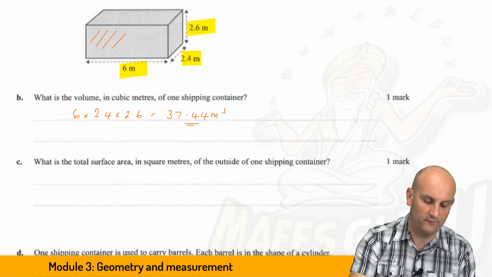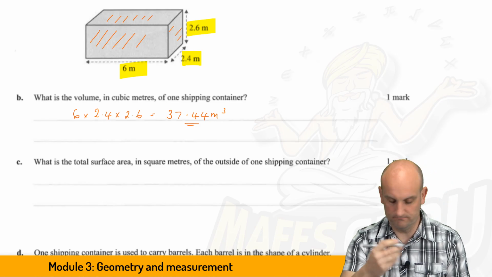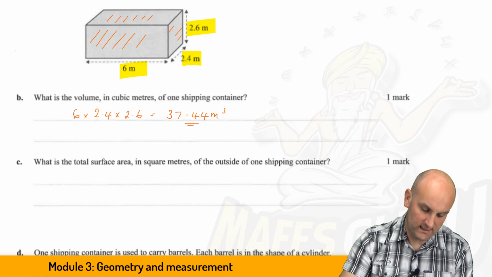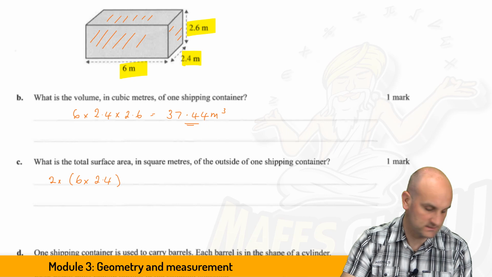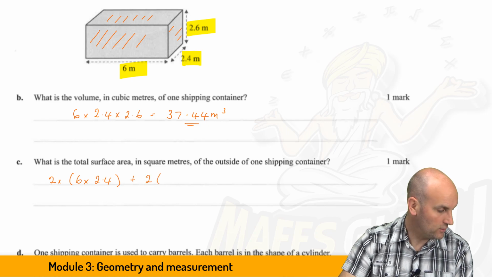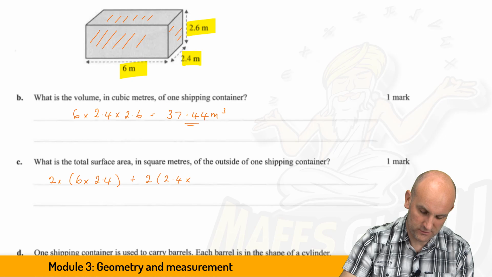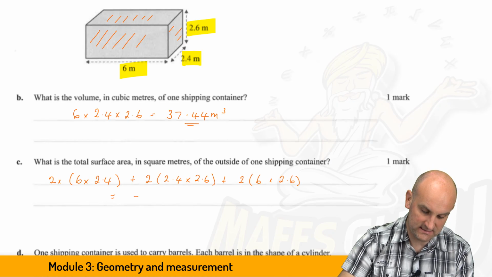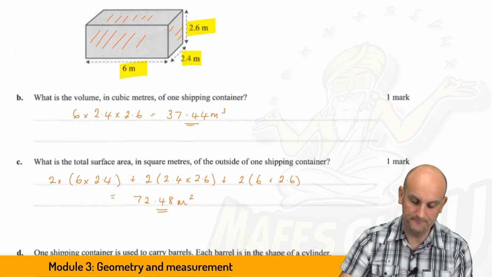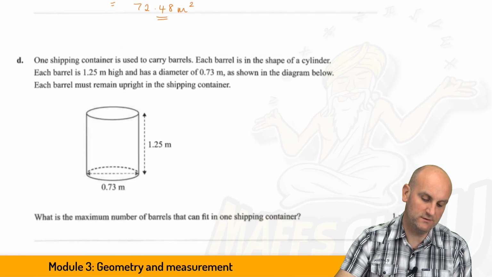What is the total surface area in square meters of the outside of one shipping container? Well, find the area of this, find the area of that, find the area of that, and double it, or whatever way you did. So I did 2 times 6 times 2.4, that was 2 lots of the base, plus 2 lots of 2.4 times 2.6, which was the 2 ends, and I added that to 2 lots of 6 times 2.6, which was the front and the back, which gave me 72.48 meters squared.